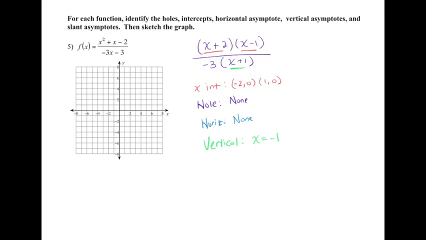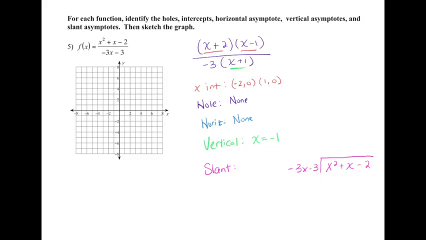All right? The last thing I asked for here is slant. In order to do slant, you are going to have to do long division. So for slant, we are going to divide the top by the bottom. So the top goes on the inside, right? And we have x squared plus x minus 2. Again, you have to start at your highest and go down. I had an x squared. I must have a placeholder for x. I must have a placeholder for a constant, okay? On the outside, I have -3x minus 3.